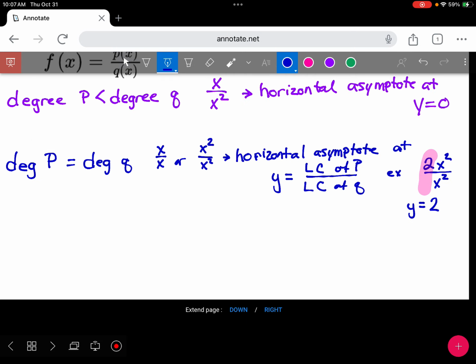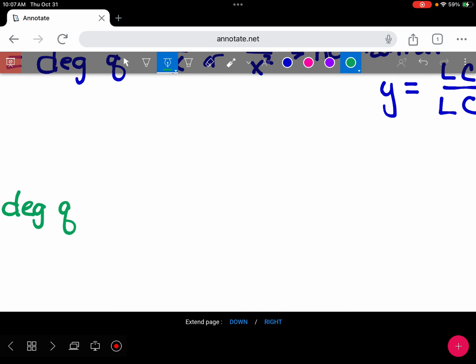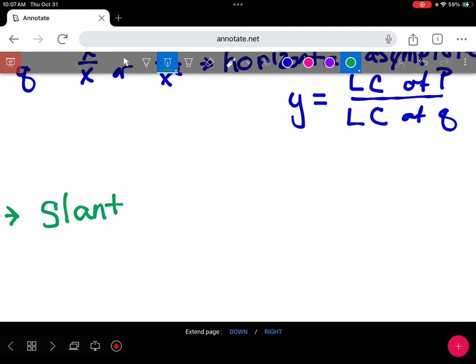And then our last option is if the degree of P is greater than the degree of Q. That's when we get our slant or oblique asymptote. I genuinely do not care which one you call it. I just give you both words in case we see it written either way.